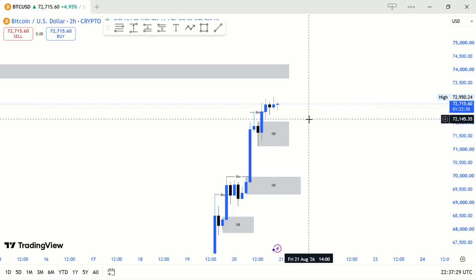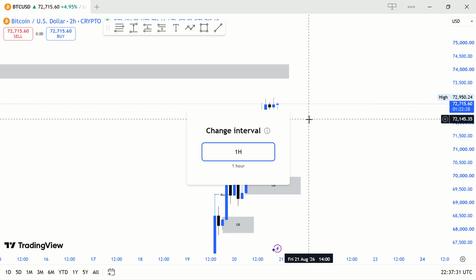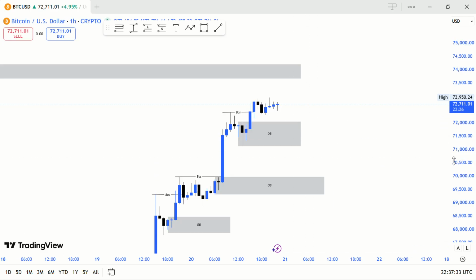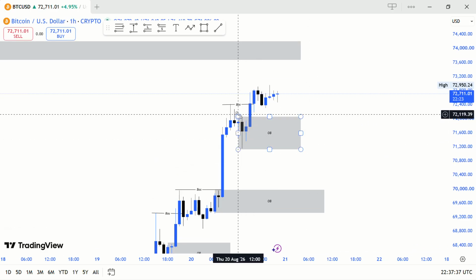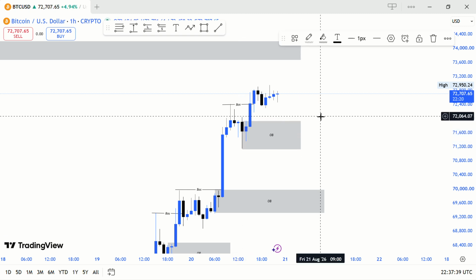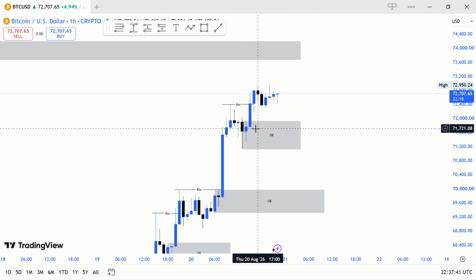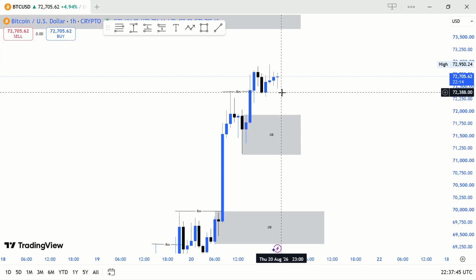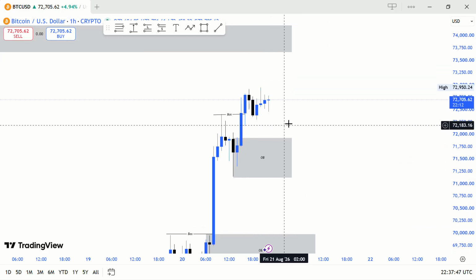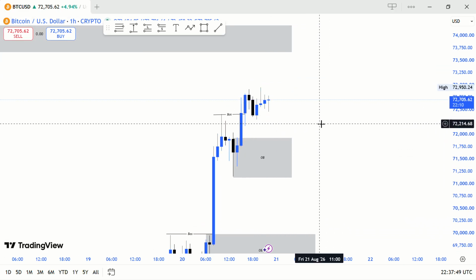So we move on to the 1 hour time frame. From the 1 hour time frame, can I adjust this to this side? Remember, guys, let's keep it simple. So adjust this to this side. Seeing this, then move on to the 30 minutes time frame.